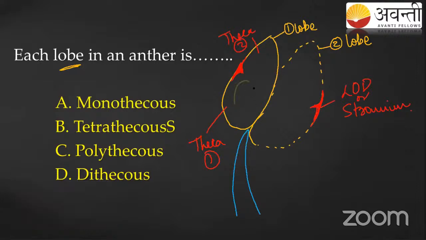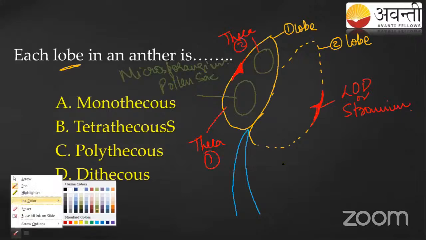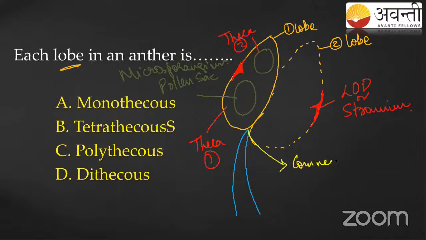Inside the theca, there is a pollen sac. This is called the pollen sac, or also called microsporangium. Now what is this structure? This is called the connective, and this is called the filament. Now, each lobe in an anther: this is one lobe, this is another lobe. The right side that I have drawn is another lobe, the left side is the first lobe. How many theca does it contain? There is one theca here and another theca here. So definitely it is dithecous.